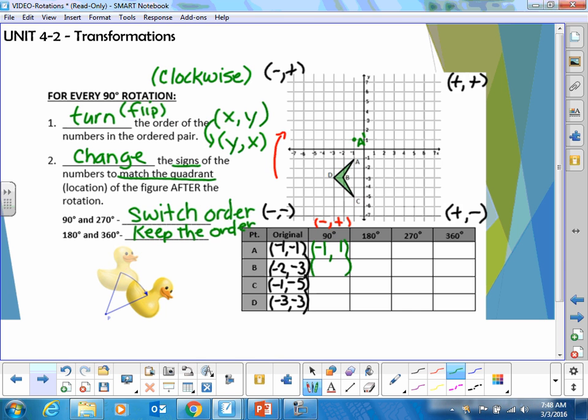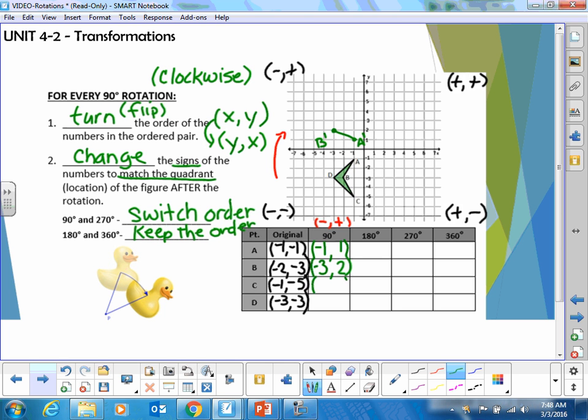And our B, we're going to switch the order of the numbers. So where it was 2, then 3, now we're going to have 3, then 2. And now we have to change the sign. So our first number has to be negative. And we're going to come up here and graph that. -3 up 2. And that is B prime. And I can connect those.